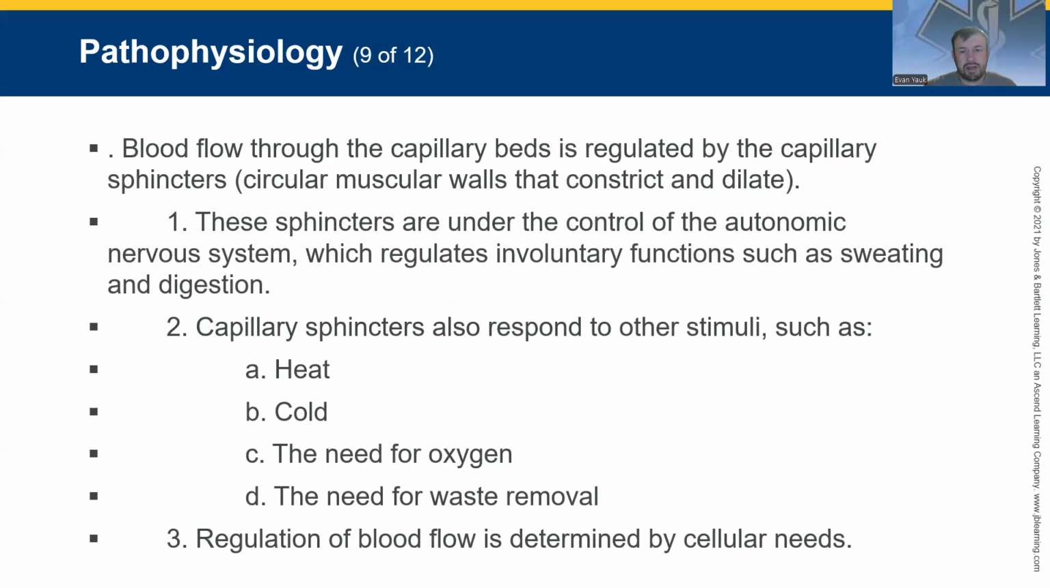Blood flow through the capillary beds is regulated by the capillary sphincter, a circular muscle wall that constricts and dilates. These sphincters are under the control of the autonomic nervous system, which regulates involuntary functions such as sweating and digestion. Capillary sphincters also respond to other stimuli such as heat, cold, the need for oxygen, the need for waste removal. Regulation of blood flow is determined by cellular need.